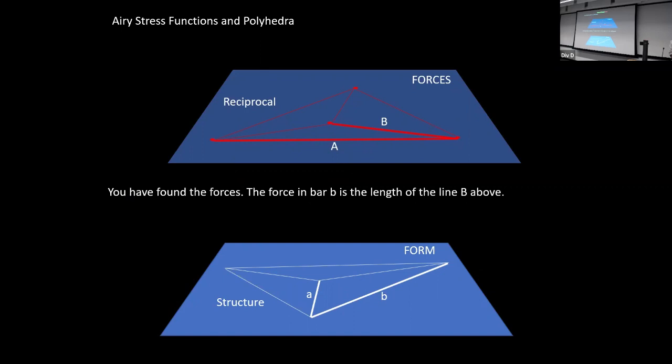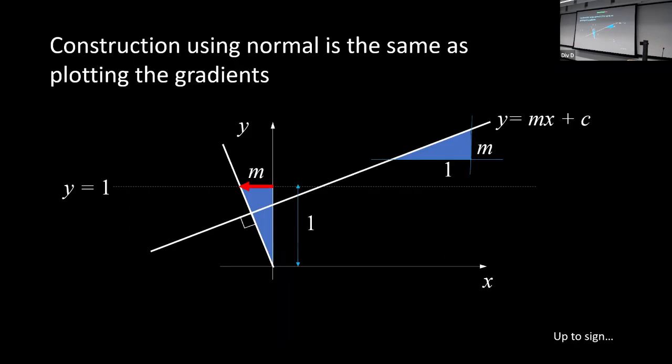So without going to a matrix or a computer or writing any Greek letters, you've actually found the forces in your system. It must all be in these proportions, just using geometry. So the force in bar B is proportional to the length of the line in the force diagram up there. So it's all done without matrices, which is rather fabulous.